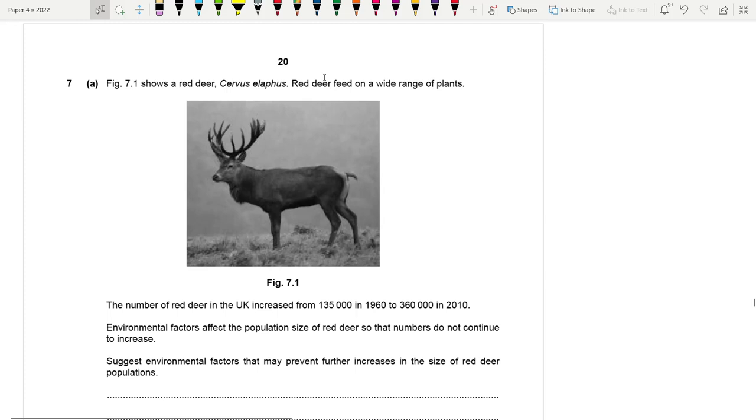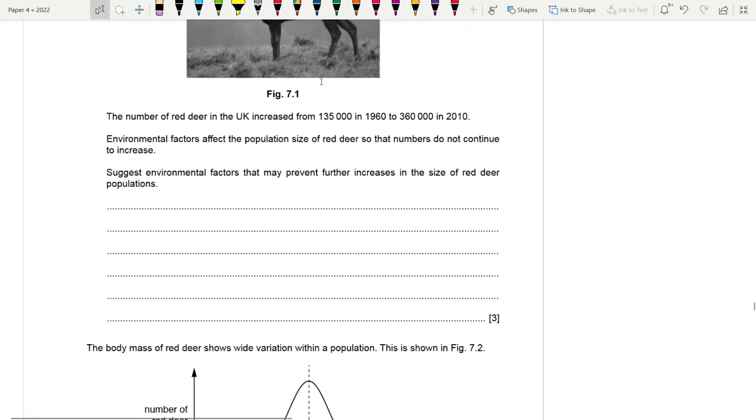So moving on to 7. Figure 7.1 shows a red deer. Red deer feed on a wide range of plants. The number of red deer in the UK increased from 135k in 1960 to 360k in 2010. Environmental factors affect the population size of red deer so that numbers do not continue to increase. Suggest environmental factors that may prevent further increase in the size of red deer populations.